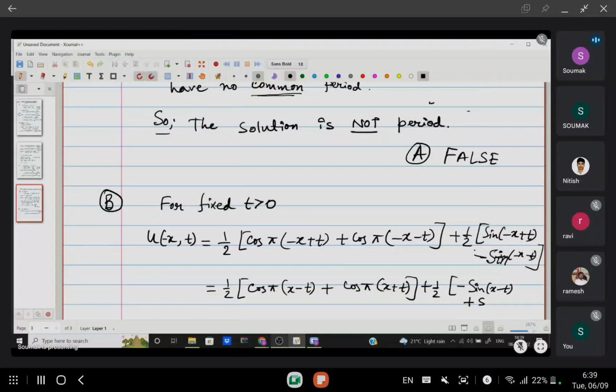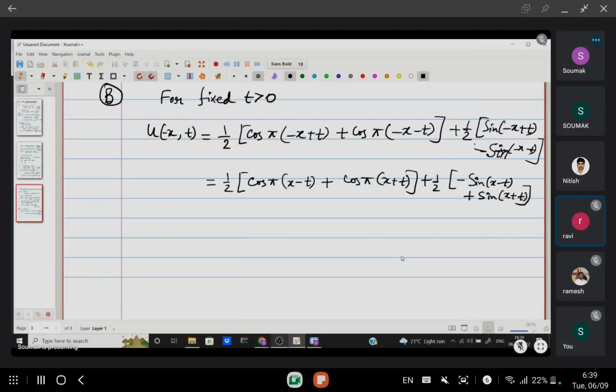The sine function is odd. It is okay, this line I directly wrote. Yes, sir, correct, sir. I just take minus common, nothing else. So this is the same as u(x,t). You can check, because u(x,t) is cos(pi(x+t)) plus cos(pi(x-t)), just reversed, and half of sin(x+t) minus sin(x-t).